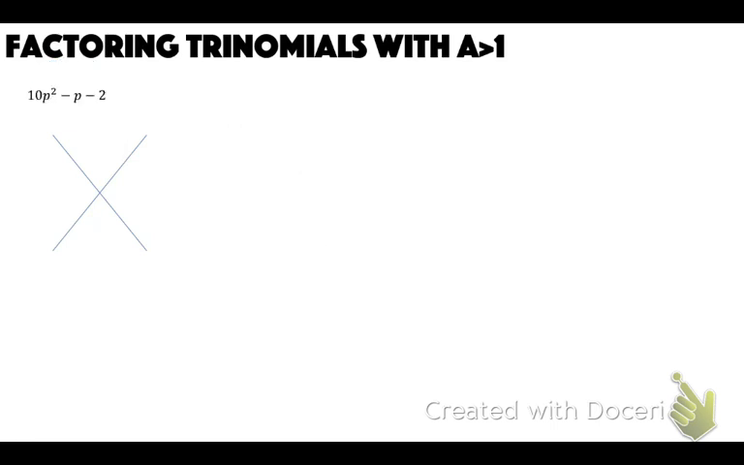Cool. Let's do another one. So 10p squared minus p minus 2. So 10 times negative 2, that's negative 20. And then negative 1 on the bottom. Remember, if there's not a number there, we always just assume it's a 1.